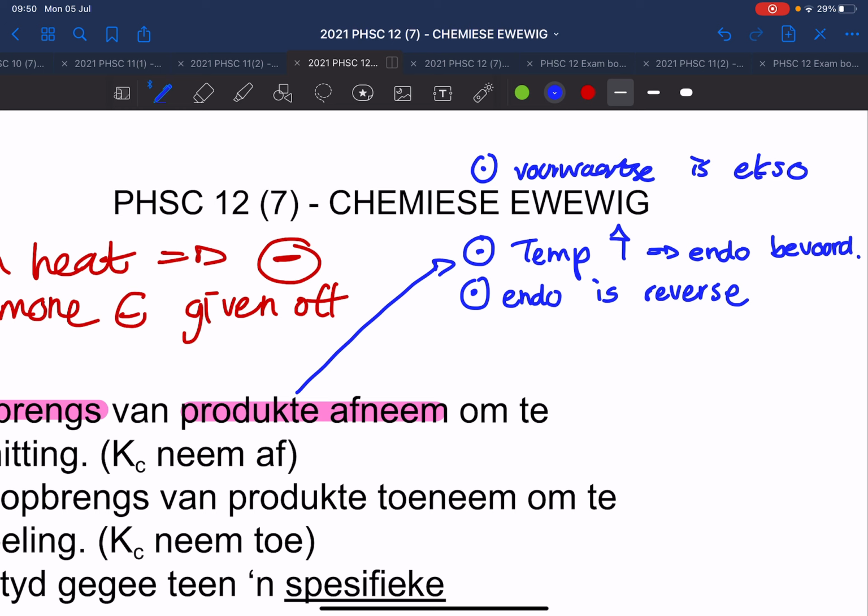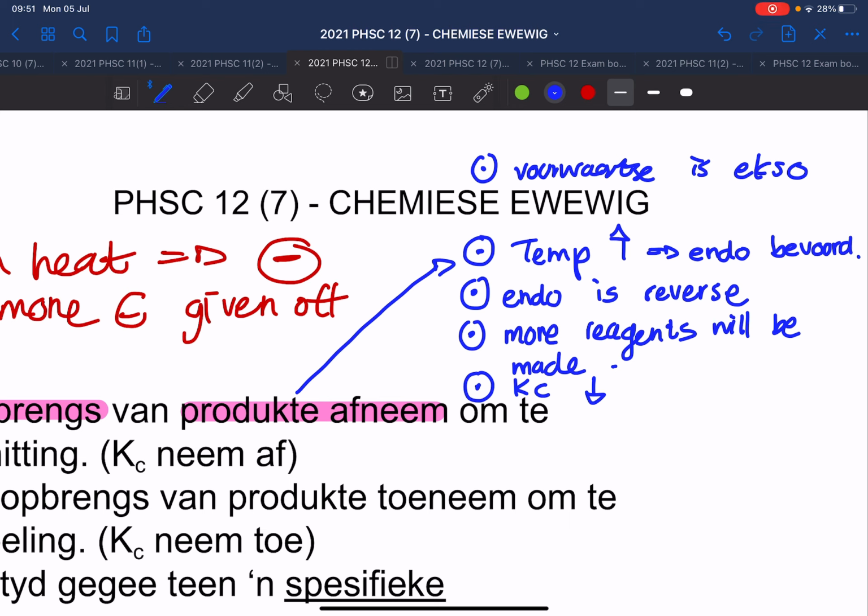Okay? Goed, en dit beteken the more reagents will be made. Meer reagente sal gemaak word, of die produkte word minder, die produkte word gebruik, of die konsentrasie van die reagente neem toe, of die konsentrasie van die produkte neem af. There's a lot of ways to write that, and thus the Kc value will decrease. Okay, so is baie maniere hoe jy daarna kan kyk.